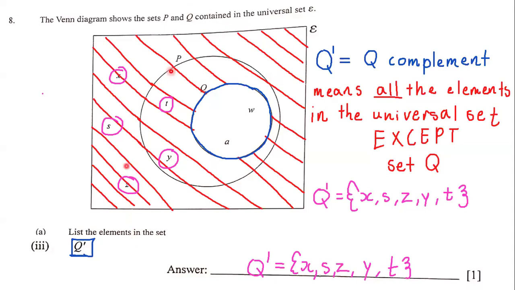All right, so Debria, we do not include Q, so that means that we have X, S, Z, T, and Y, but we do not include A and W. That makes sense, Debria? Yes, sir. Okay, good. Class, does that make sense to the rest of us? Let me know if that makes sense. Yes, sir.